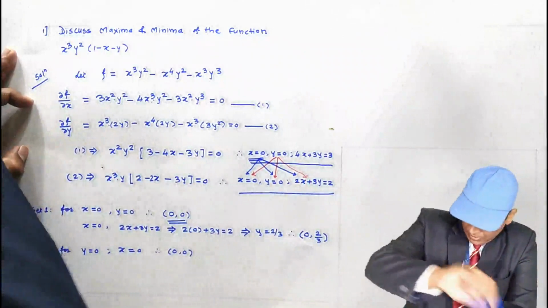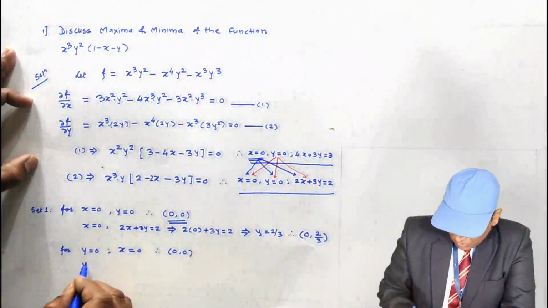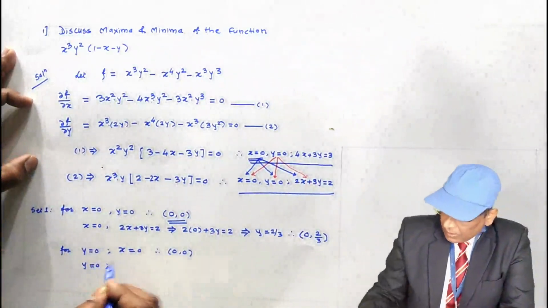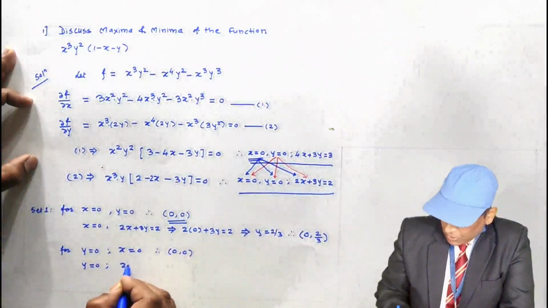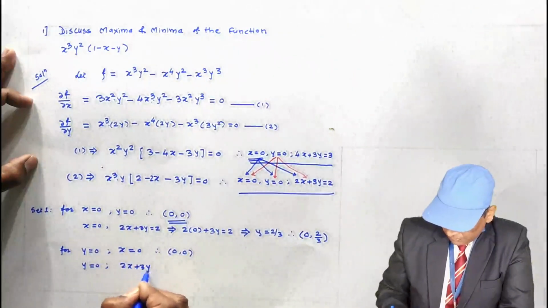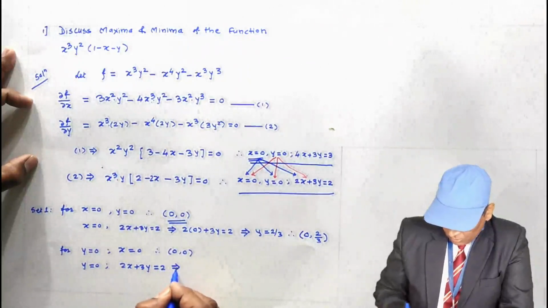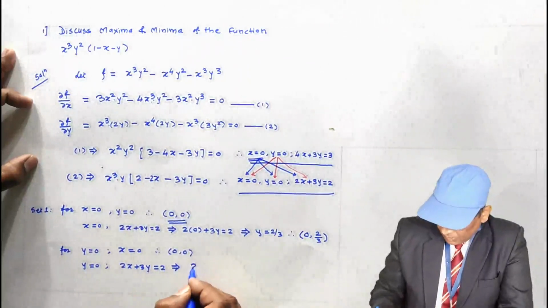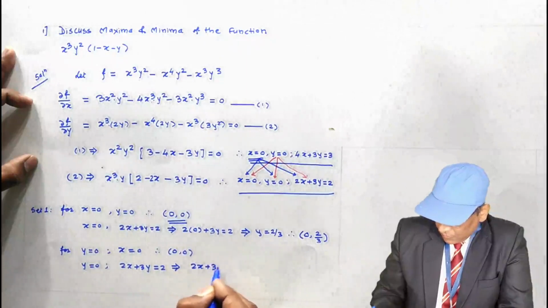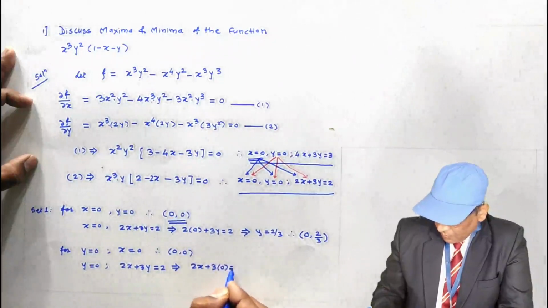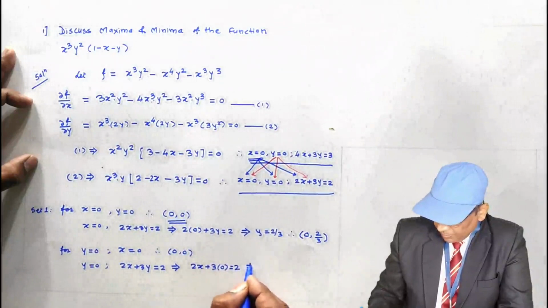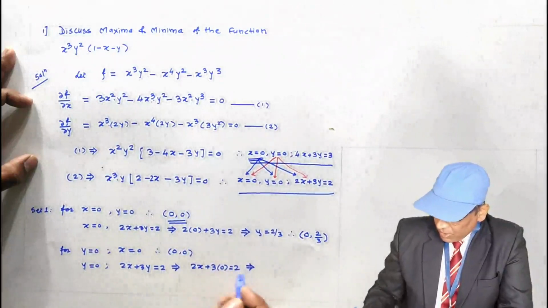See, I am writing y equals 0, and this I am going to solve: 2x plus 3y equal to 2. These two I am going to solve. This implies, put y equal to 0 here. If you put y equal to 0, what will you get? This implies 2x equal to 2, means x equal to 1.